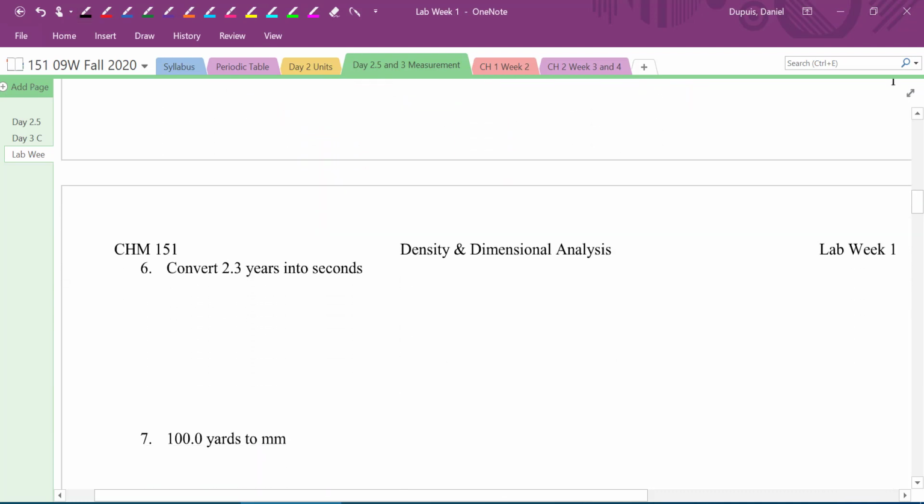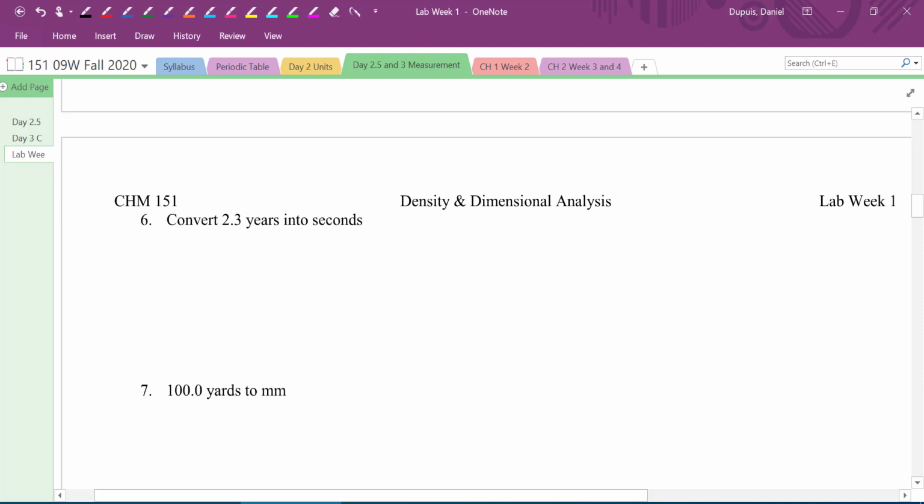All right, number 6, 2.3 years into seconds. And this is a great analogy of why sig figs matter. All right, so we'll start with 2.3 years. Well, 1 year happens to be technically 365.25 days. Because every 4 years we have a leap year. All right, now, I'm starting with 2 sig figs. That's 5 sig figs. Do you think my answer is going to matter if I use 365 or 365.25? The answer is no, and you can check this. You can use 365 or 365.25 and go from there. And see that to 2 sig figs, it's no different. To 5 sig figs, it's definitely different.